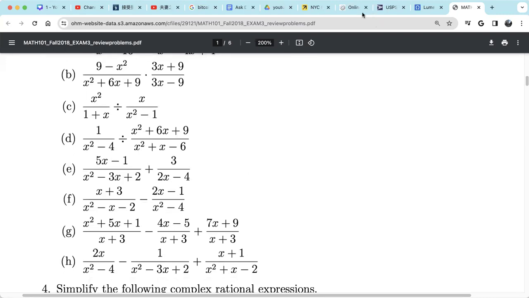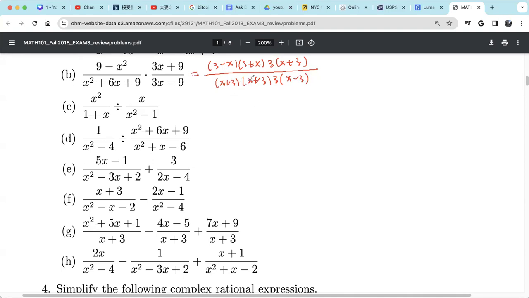Now let's see B. 9 minus x squared. Again, 9 is 3 squared, so we can factor it as 3 minus x times 3 plus x. Then 3x plus 9, we can factor out 3, so I have x plus 3. The denominator, x squared plus 6x plus 9, is x plus 3 times x plus 3, or x plus 3 squared. 3x minus 9, you factor out 3, we have x minus 3.